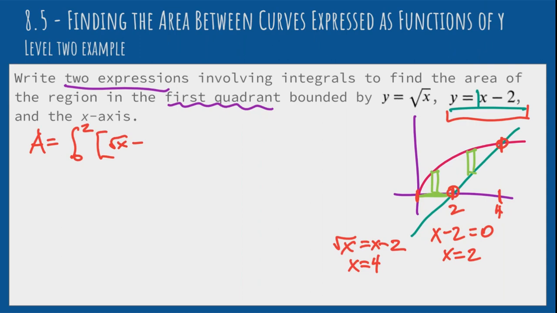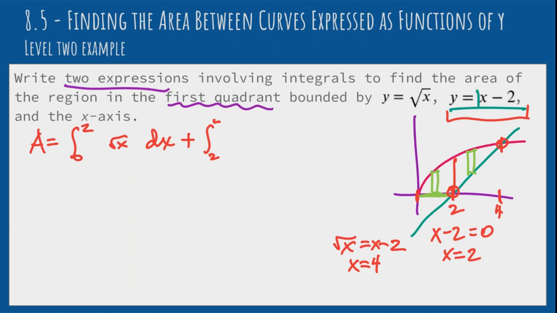And on the bottom is just going to be the x-axis. Now we can write the minus 0 there if we want, but we don't need that. So that's just going to be the square root of x with respect to x. And actually now those square brackets aren't necessary. So that's going to give us the area on that first subinterval where the square root is on top and the x-axis on the bottom.